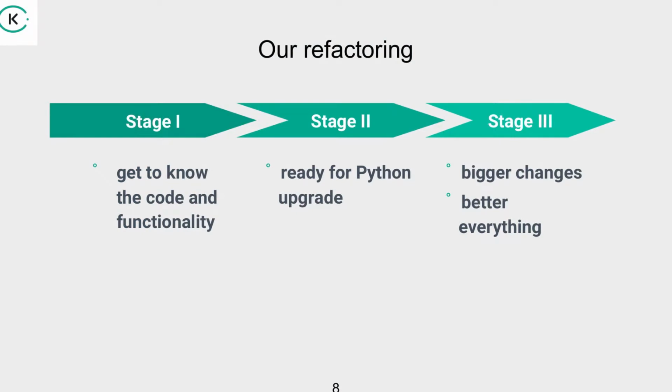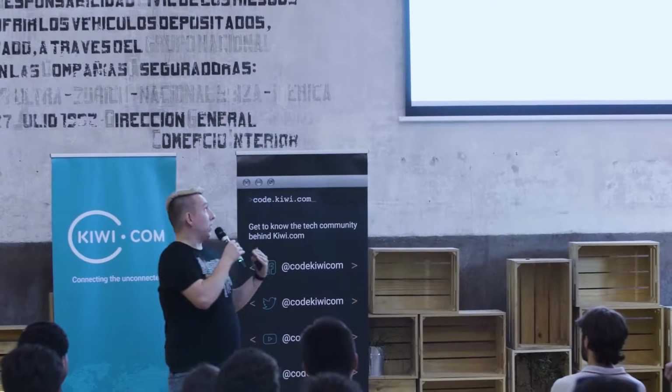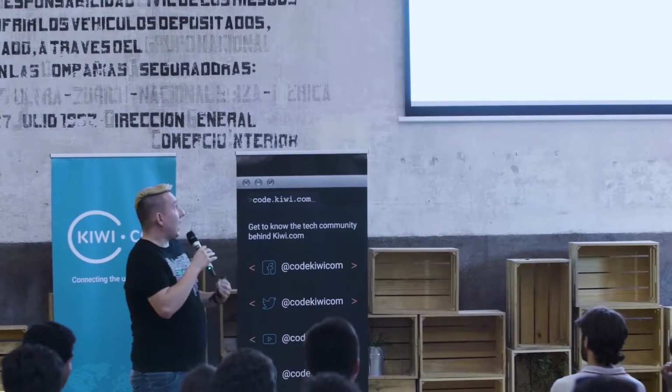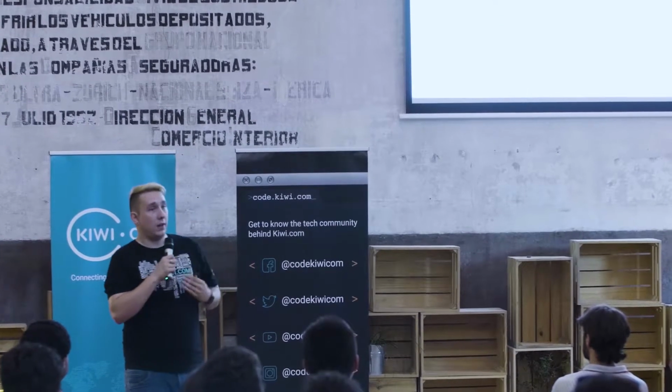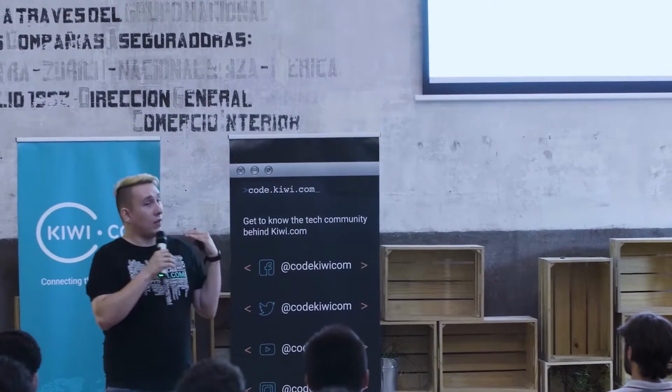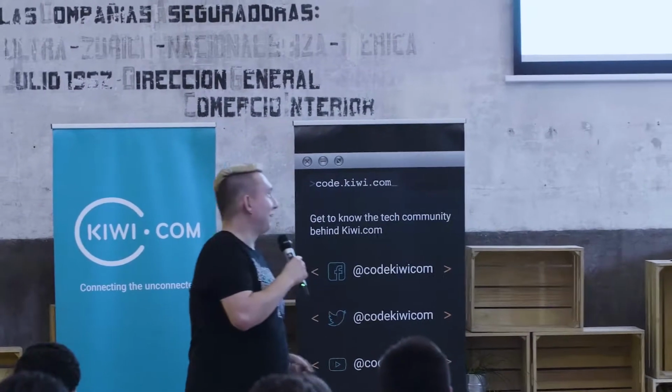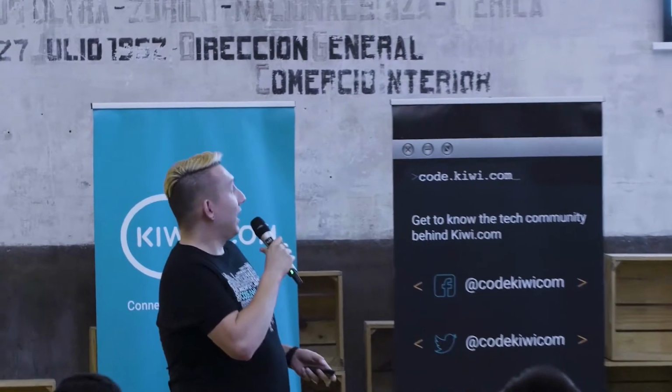I call them the 3 stages of our refactoring. The first stage is where we get to know the code and the functionality. Then we moved to a stage where we are able to understand the code, and we can upgrade to Python 3. And now, currently, we are in stage 3. We are ready for bigger changes, and everything will be better. Or is better.